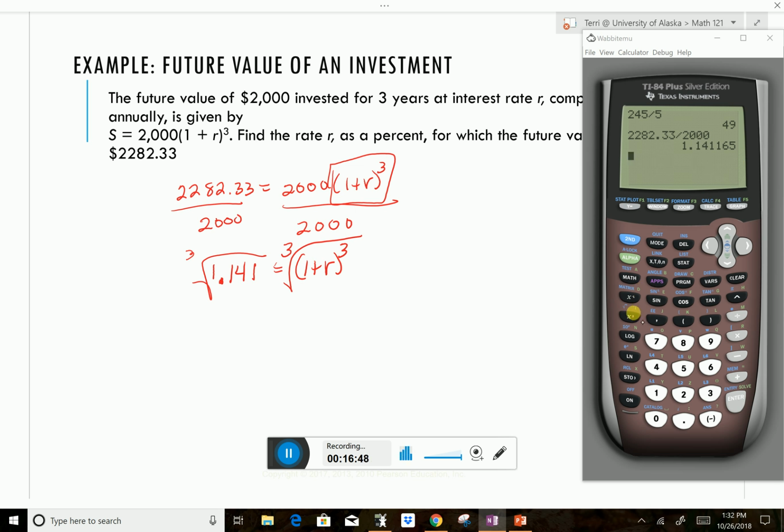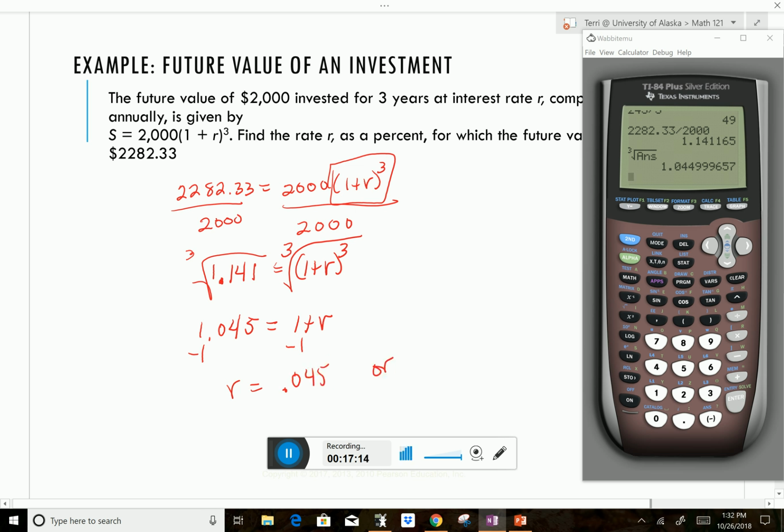So remember, cube root, you can find it under math number 4 right here. And I can just say second negative brings up the previous answer. So this is 1.045 equals 1 plus R. Subtract 1 from both sides. R is equal to 0.045 or 4.5%, because I can move the decimal place over twice.